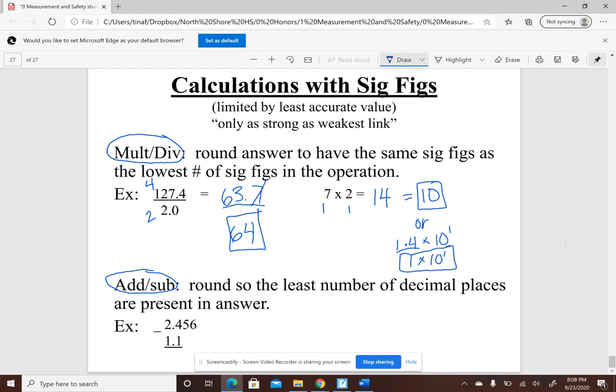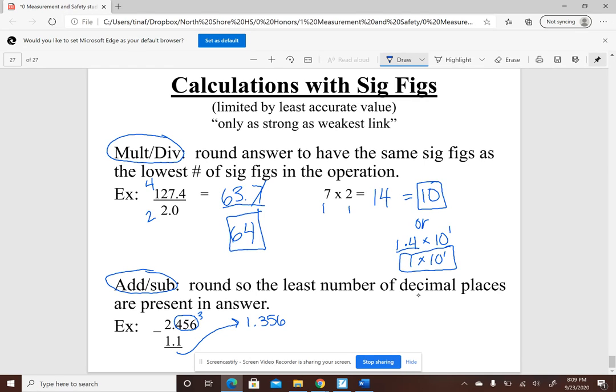Okay, adding and subtracting has slightly different rules. You're going to add or subtract whatever the question is telling you to do. So here they're telling me to subtract. So when I subtract those 2 numbers, I'm just going to draw it over here so that I have more room. When I subtract these numbers, I get 1.356. Okay. So now what I need to do is not look at the total number of sig figs in the numbers. I just need to look for how many numbers after the decimal there are.